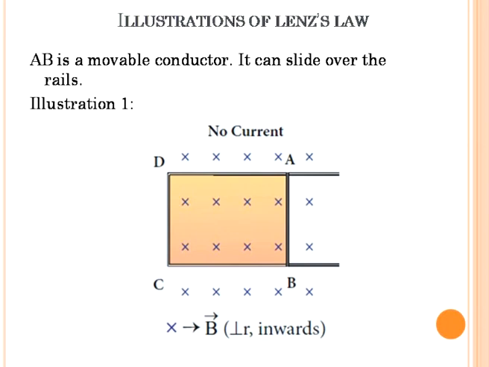And you can see there are cross marks. I told you already, the cross mark represents a magnetic field which is inward, that is perpendicular and inwards. AB is the movable conductor. In illustration 1, AB is not moving, and therefore the magnetic flux is not changing, and hence no induced current.